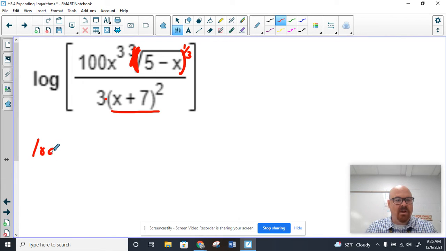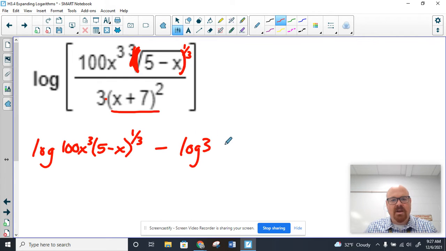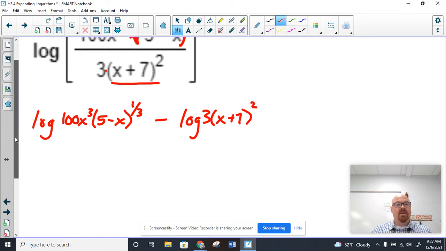Okay, so we have log, worth noting, no base, right? So that's base 10. We call this common log. And then we have this rather large product in here. It looks horrible, where we have 100 x cubed and then 5 minus x to the 1/3 power, minus, and then we have our denominator. Now, what I'm going to choose to do here is just address the first logarithm and expand that completely, and then we'll look at this other one here if that's okay with you guys.